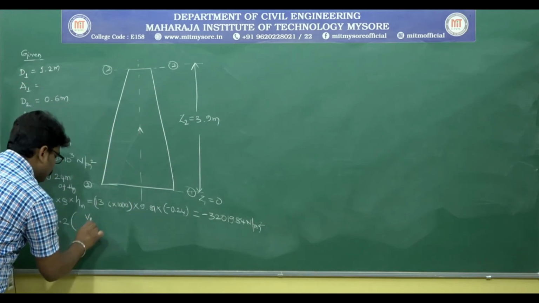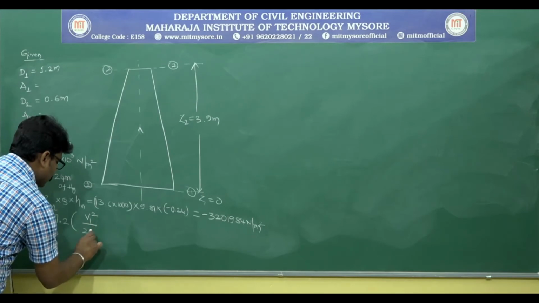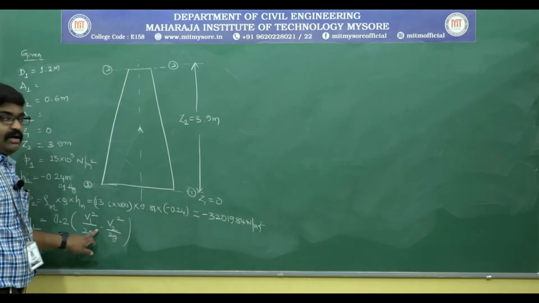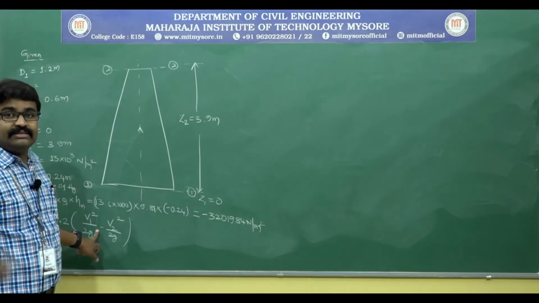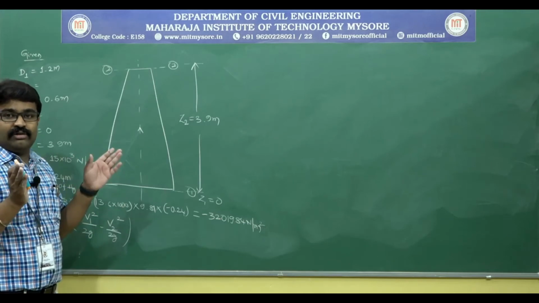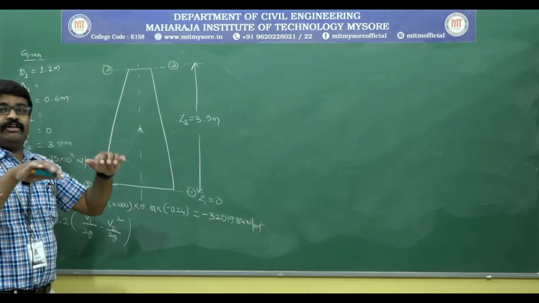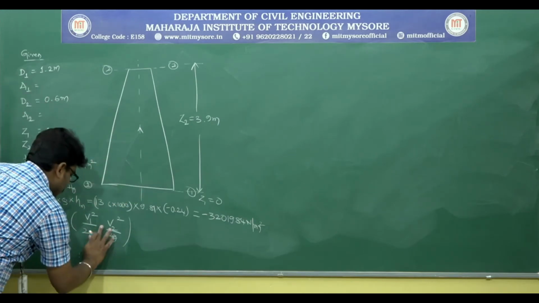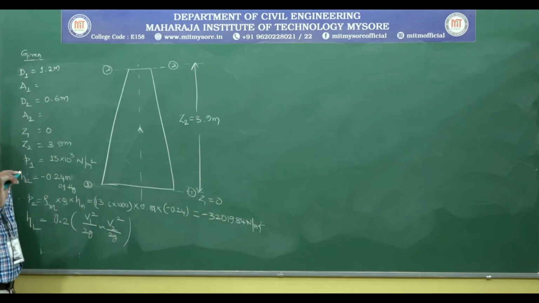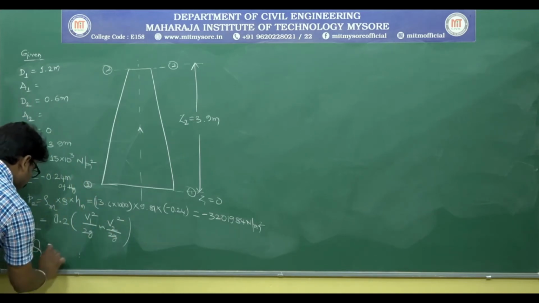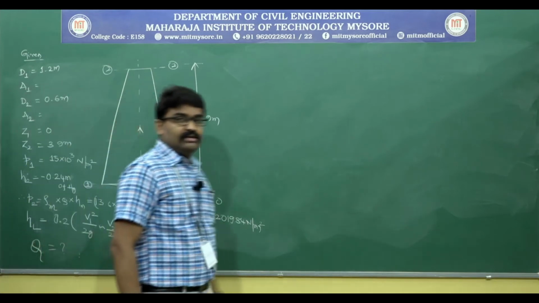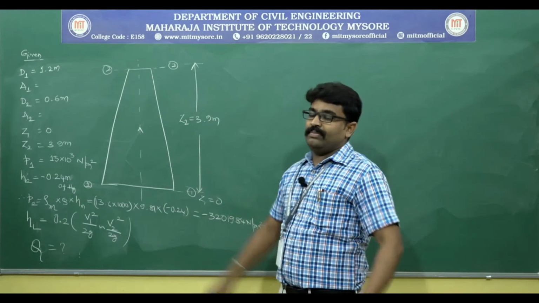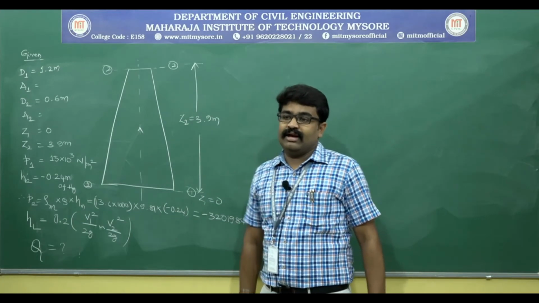So, assuming that V1 will be greater, I will write it as V1 square by 2G minus V2 square by 2G. You need not worry about the sign because it is the difference, not V1 square by 2G minus V2 square by 2G or V2 square by 2G minus V1 square by 2G. This is not important to us. So, I will change this sign as the difference sign. Using this, you will have to calculate what actually is the discharge. So, to find HL also you need V1 and V2. Also, to apply Bernoulli's equation you will need V1 and V2.